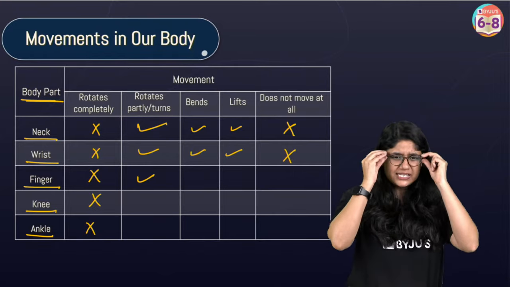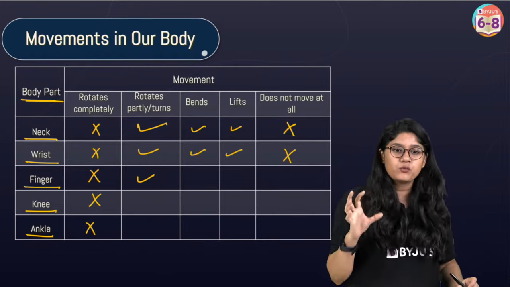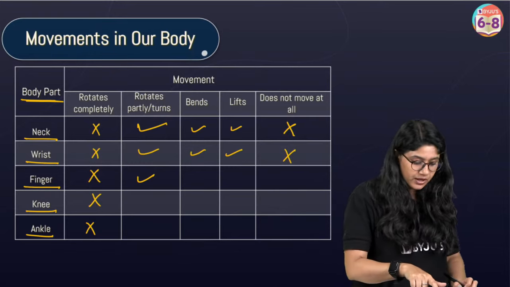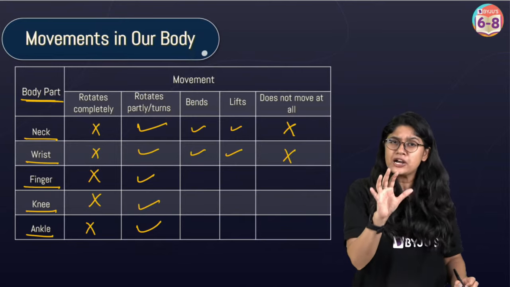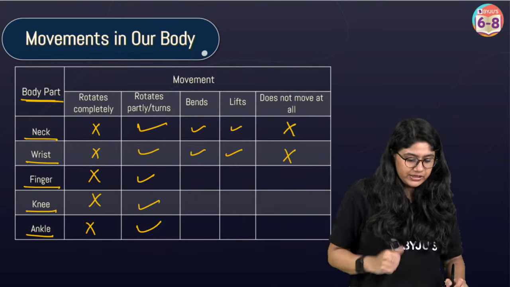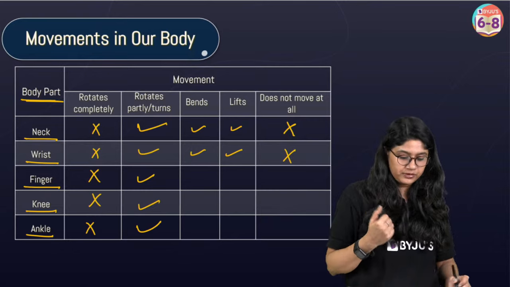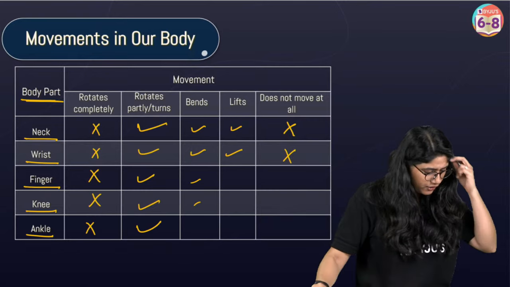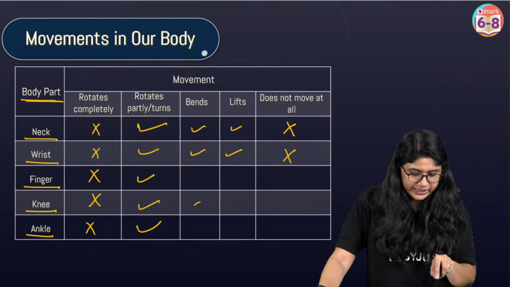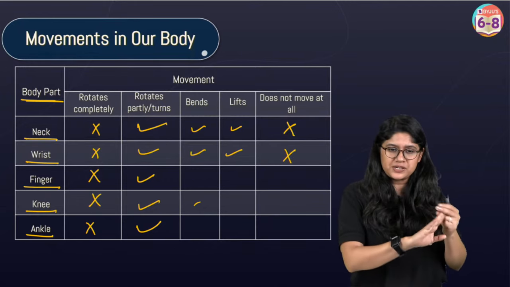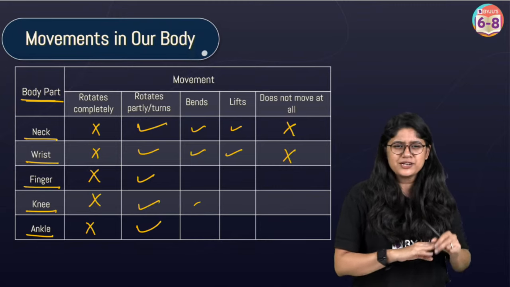So, if you mostly see, what we see over here is that the majority of the bones can rotate partially, right? We can bend them somehow. Bending is also kind of there, right? Not all of it will be able to bend. We cannot bend the wrist per se. There is a little bit of movement, but it's not much.